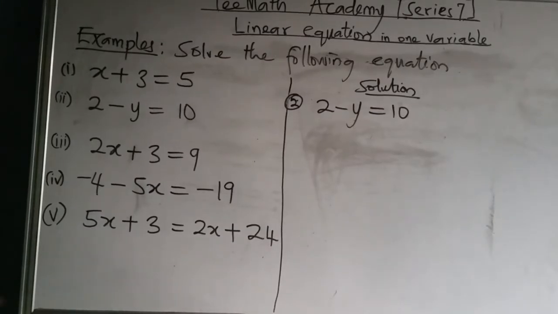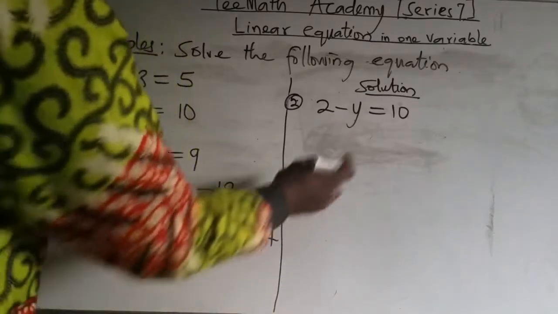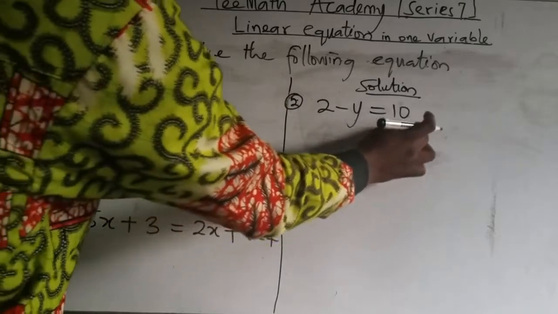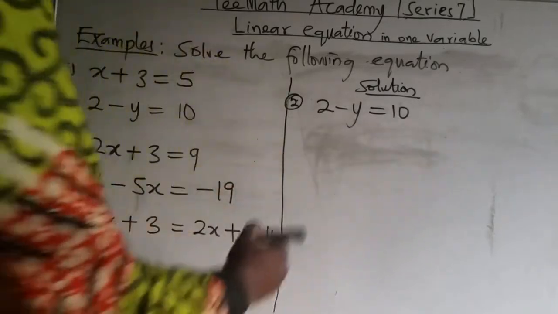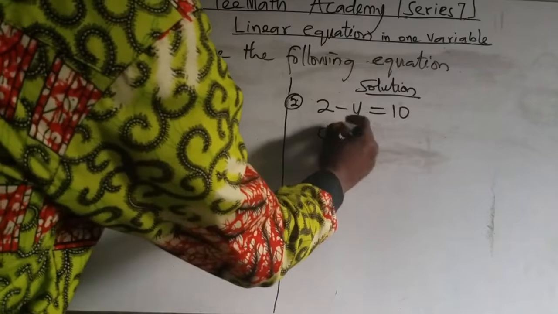Number 2 is 2 minus y equals to 10. So the same thing, the letter must stay here, the number must also stay here. That is, we collect the like terms.